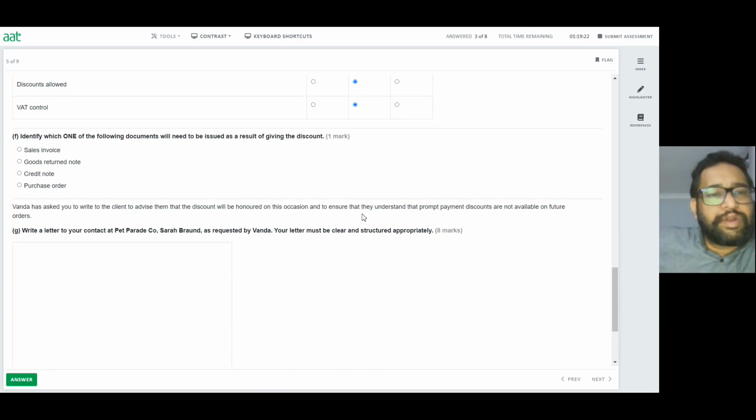Identify which one of the following documents will need to be issued as a result of giving the discount. So what do you need to do in that scenario when the customer has taken a prompt payment discount? You have to offer them a credit note.